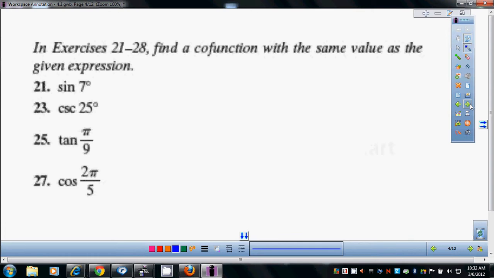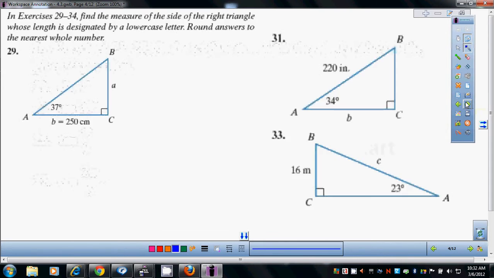That would be cosine 83, secant 65, cotangent 8 pi over 9, etc. You don't have to know all that stuff. That's just what it's referring to. So when you see it in your book, don't think it's some horribly complicated thing that you're going to need to know. All right, back to the more relevant stuff.